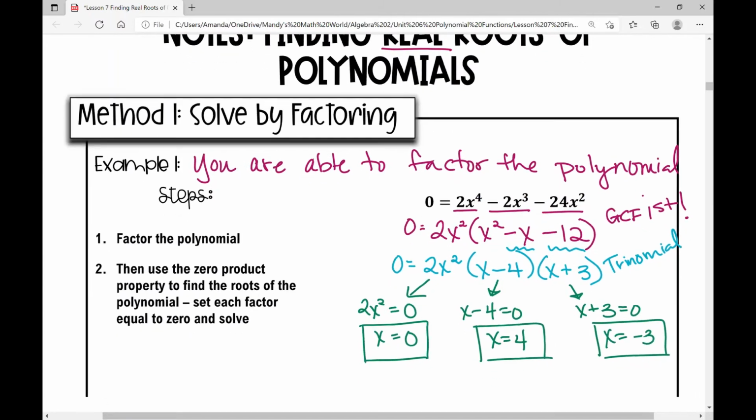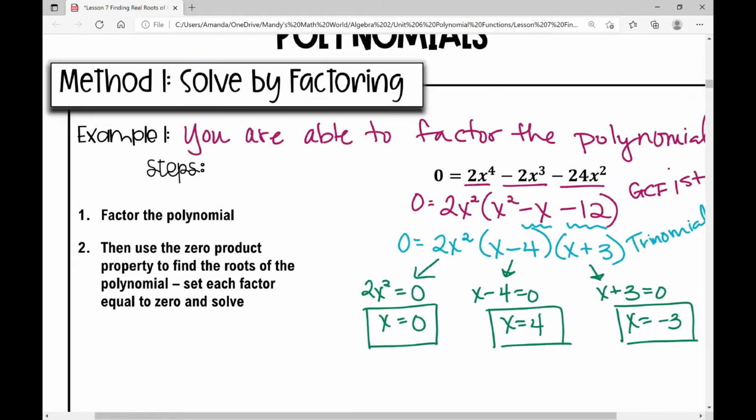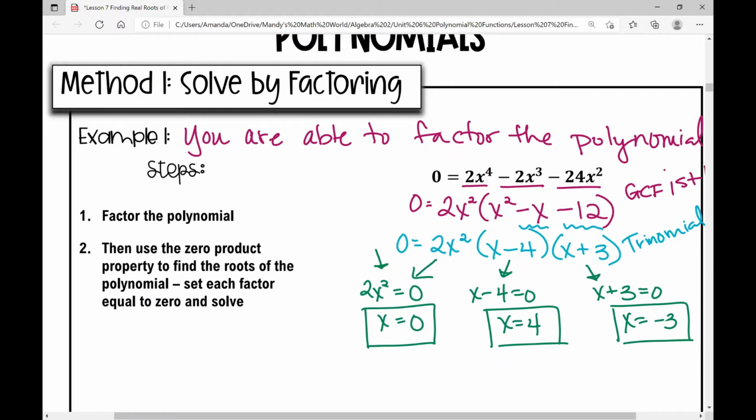And right here, you can see this 2x squared equals 0. We've talked about graphing polynomials. It has a multiplicity of 2, which means what is it going to do with this root right here? It's going to bounce off of it and end in the same direction. But we just need the real roots of our polynomial, so we're going to write it.